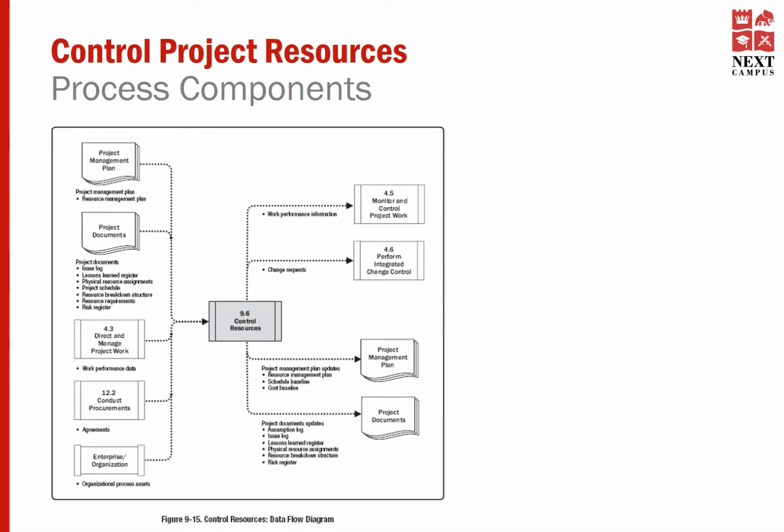The diagram you see explains all the documents, artifacts, and the processes that are connected to the control resources process. The control resources techniques discussed here are the ones used most frequently on projects. There are many others that may be useful on certain projects or in some application areas.